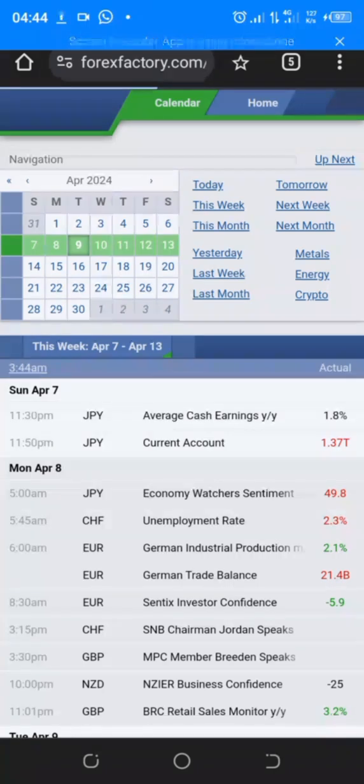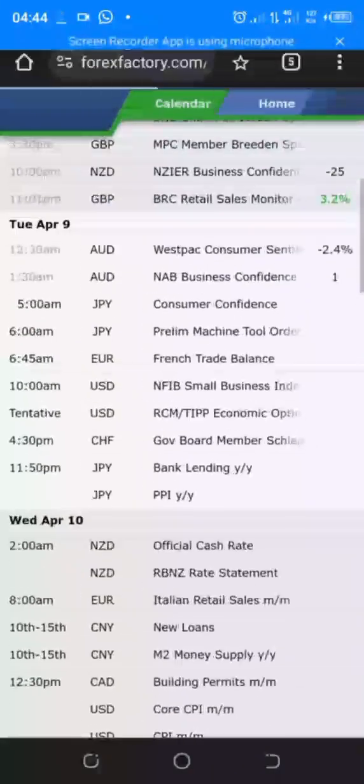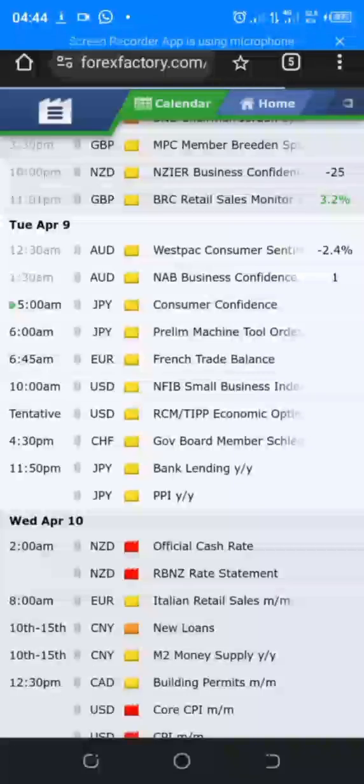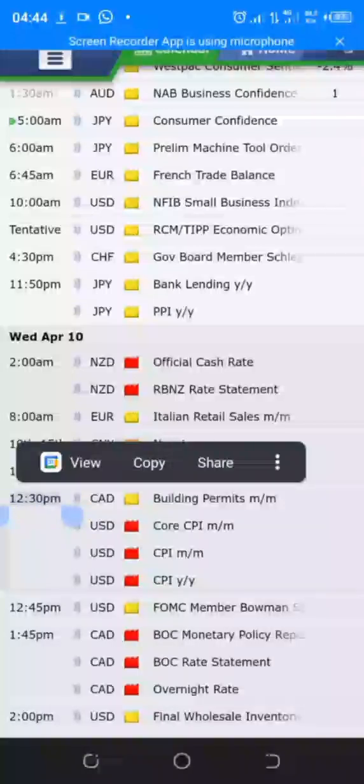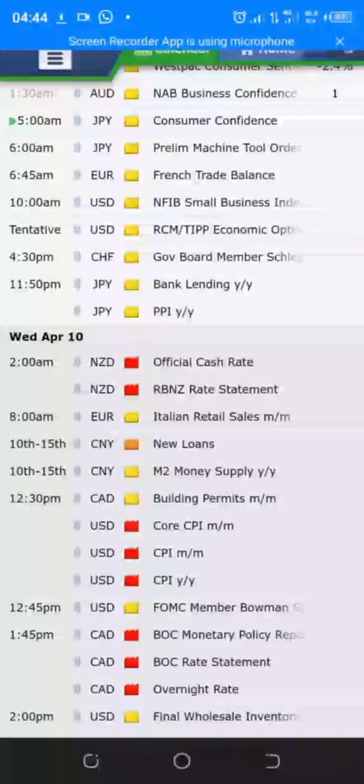We are in 9th of April 2024, and on Wednesday at 12:30 p.m., the United States dollar will have a major impact news. That's why you're seeing this red envelope. And I've taught you about the color code. This red envelope is indicating that by 12:30 the United States will have a major economic news, and that news will affect their dollar.